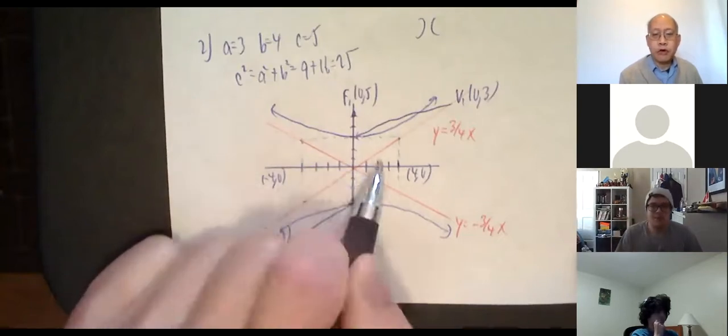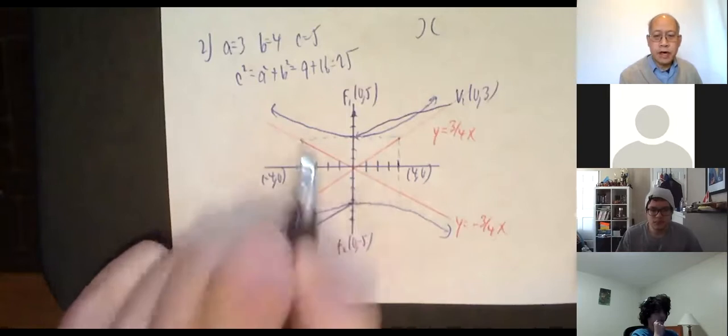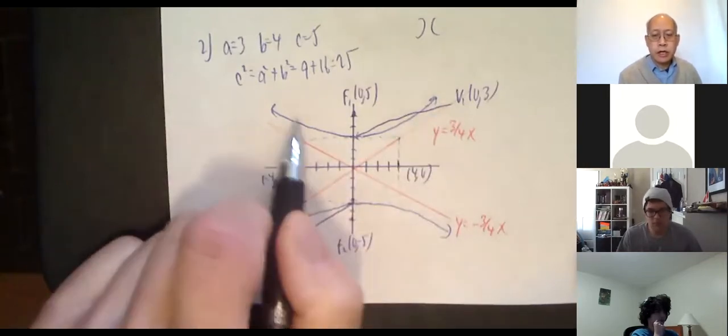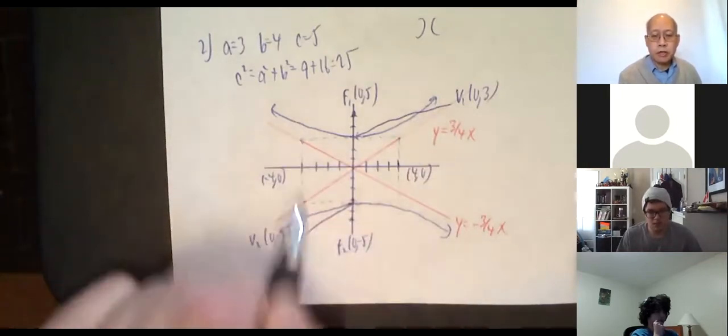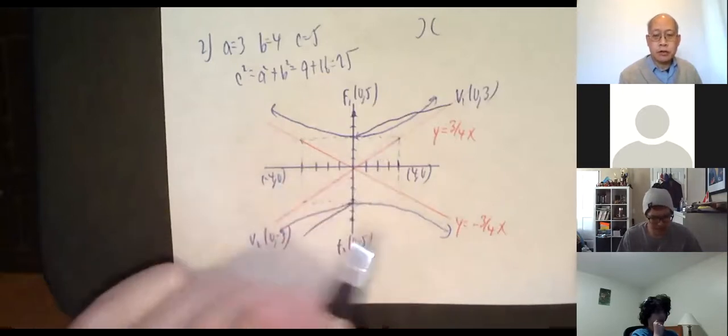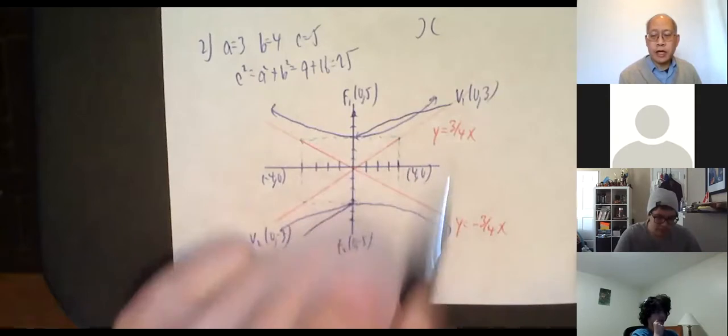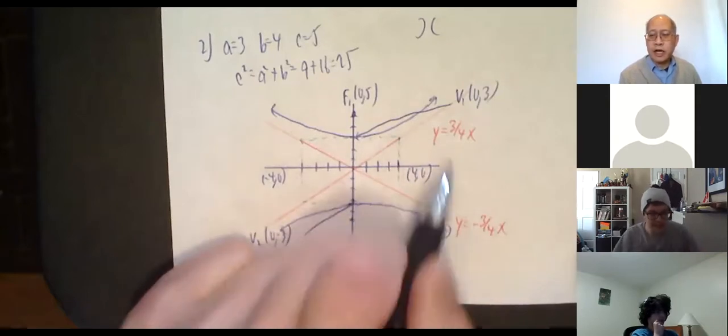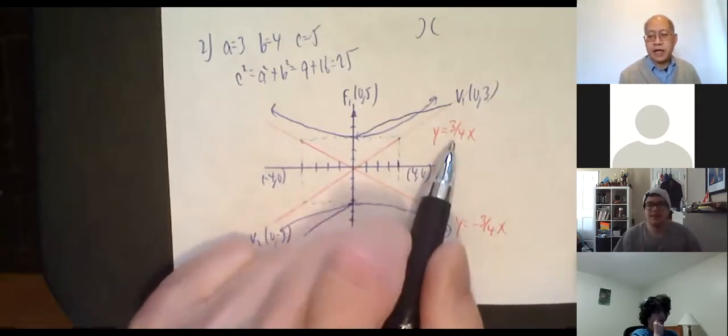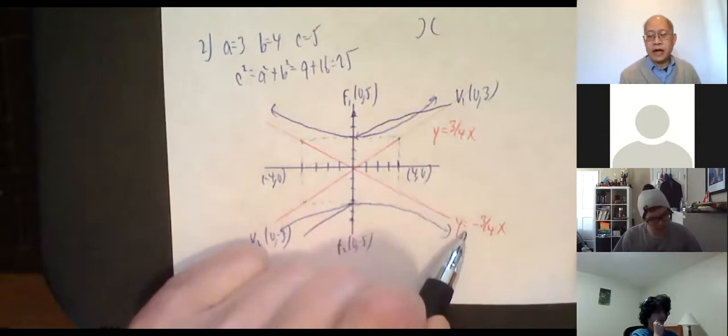Left and right, I go 4. And I draw myself the box, draw the 2 diagonals, and just curve the hyperbola toward the asymptotes. So this is over 4 up 3, so y equals 3/4 x, and y equals negative 3/4 x. These will always be opposites. So if this is like 2 over 5, this is automatically negative 2 over 5. That's never going to change.